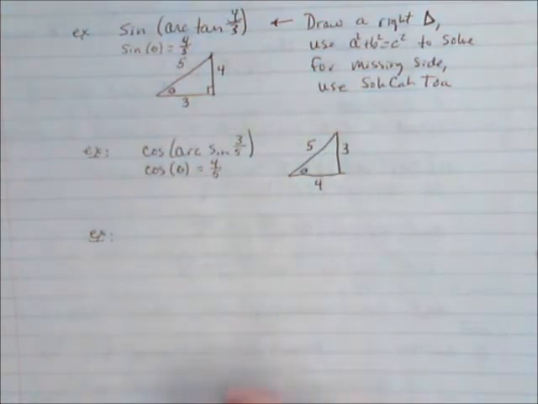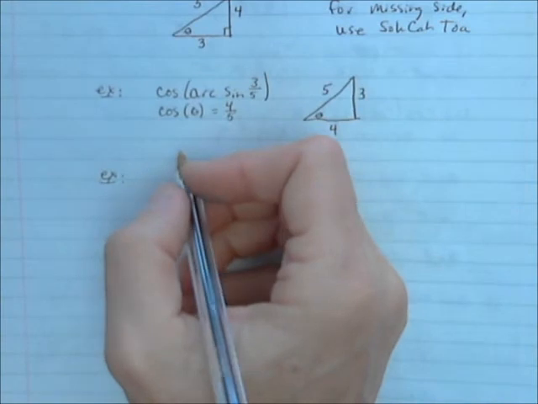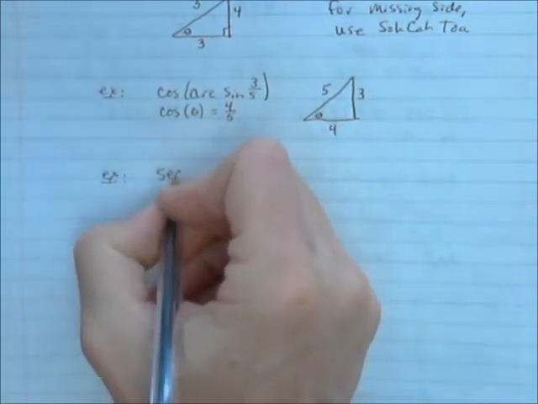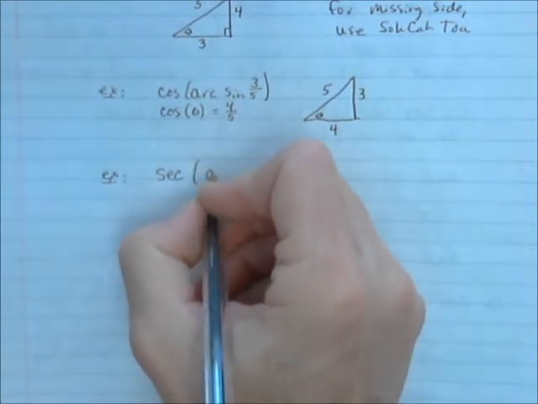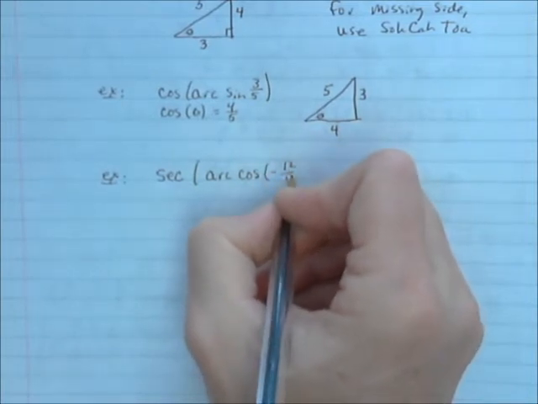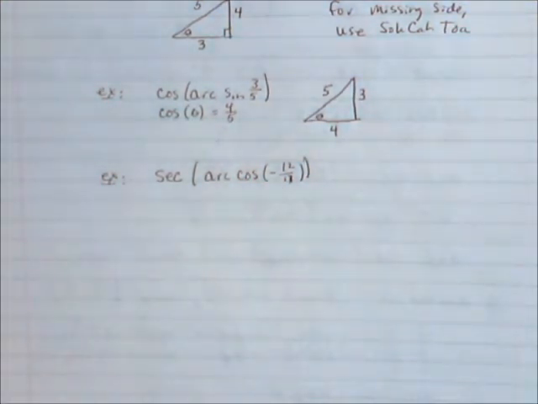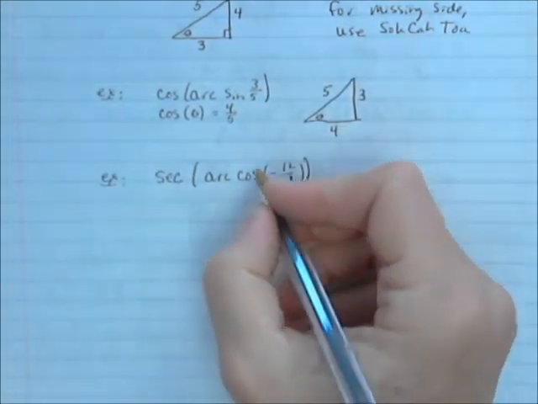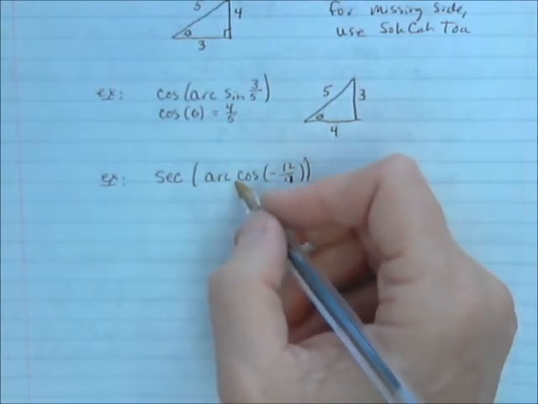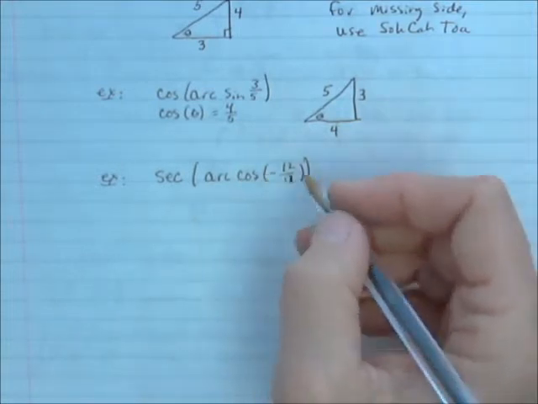The only time it gets tricky is if we start getting negatives involved. So our next example will be a negative. Let's say we have to find the secant of the arc cosine of -12/13. If we have an arc cosine of a negative number, we know from yesterday that this angle is going to be in quadrant 2 because arc cosine the output only comes from quadrant 1 if it's positive and quadrant 2 if it's negative.